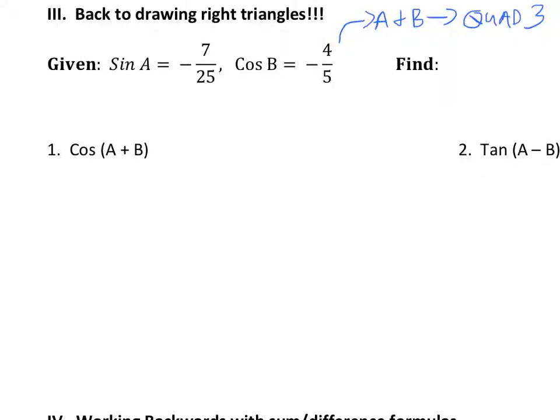Alright, for this video, we're going to go over the problems. These are actually the toughest problems in this section, and it's where we have to draw right triangles. We're going to have to draw two right triangles because we're dealing with two angles, angle A and angle B.